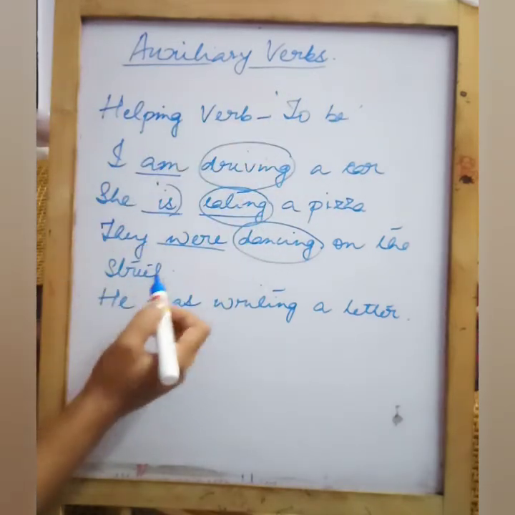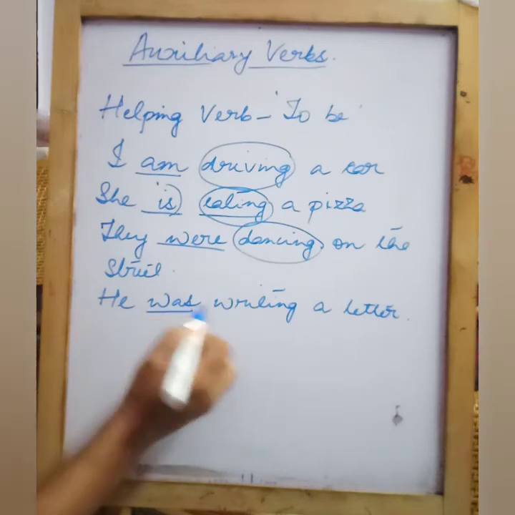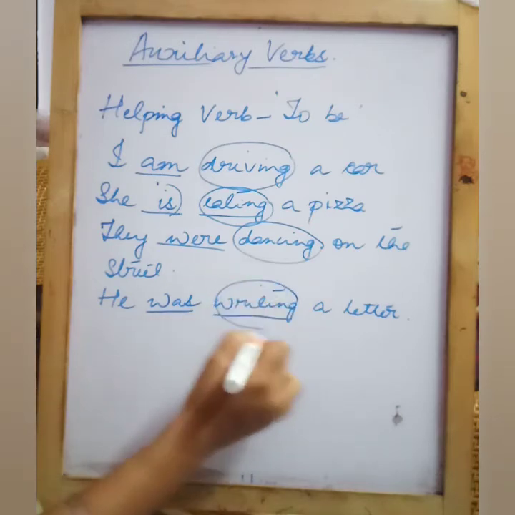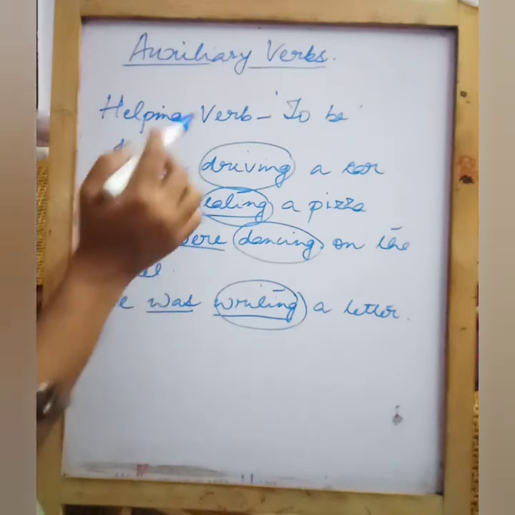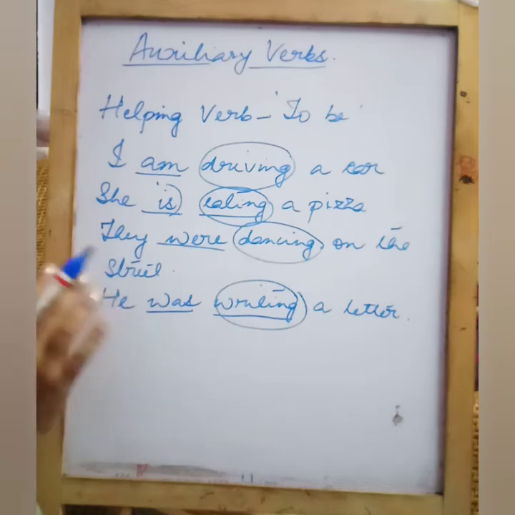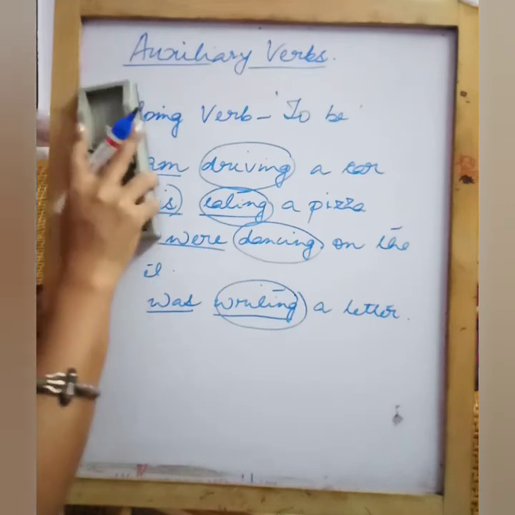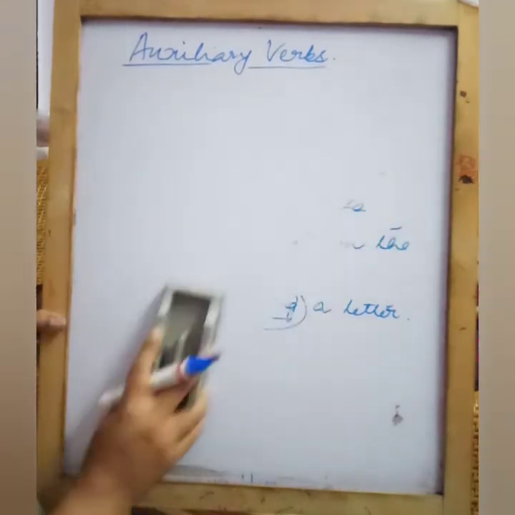To be, isn't it? Then in this one also, so see, was, isn't it? Was, past tense. Writing is the main verb. Alright, so here the to be verb is acting as the auxiliary or the helping verb, not the main verb. Alright, to be verb is acting as the helping verb. Now if this to be verb has to act as the main verb, then how will the sentence look?